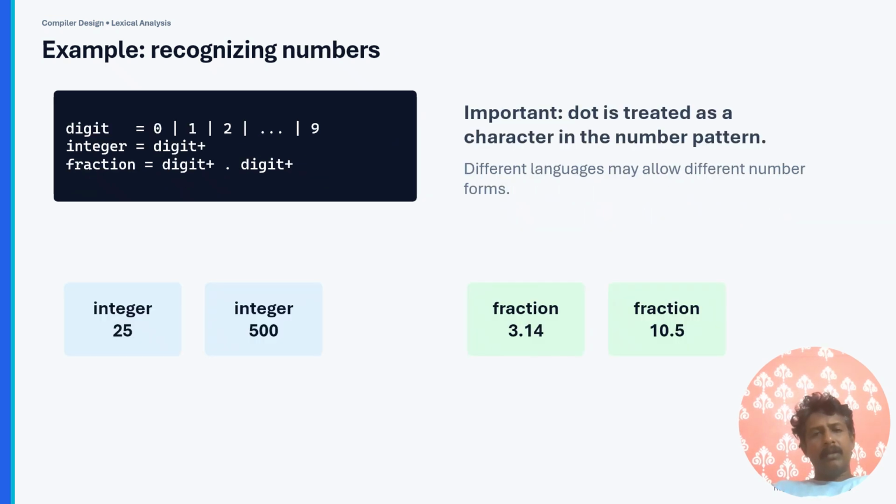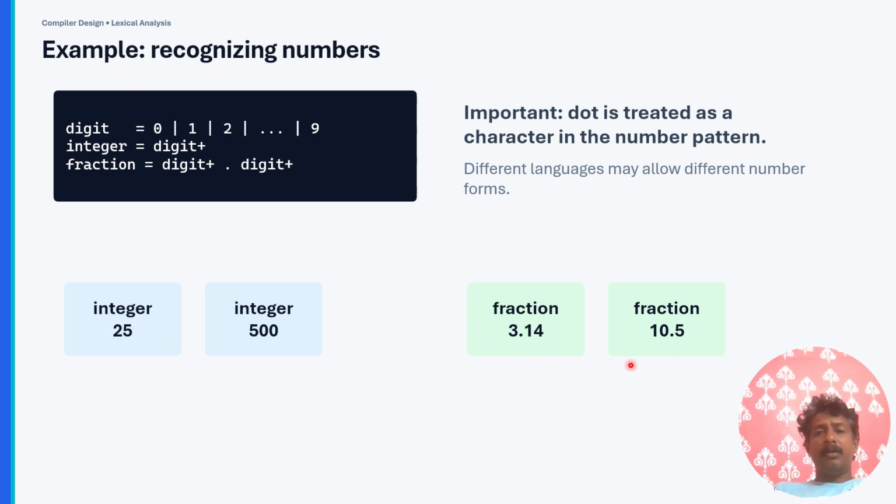Okay, and the next one. Now let us see numbers. Here, an integer can be described as digit plus, which means one or more digits. So 25 and 500 are integers. For simple fractions, we can write digit plus, dot, digit plus. This matches numbers like 3.14 and 10.5.